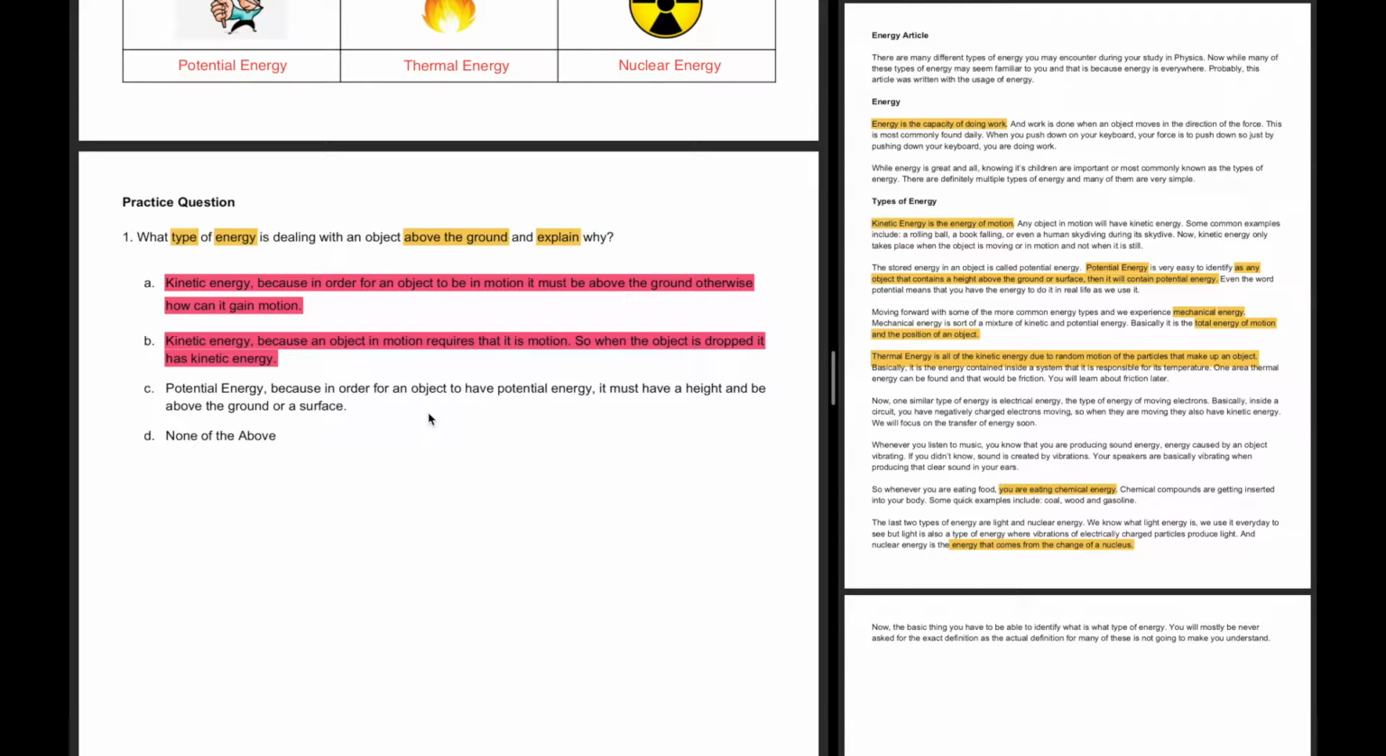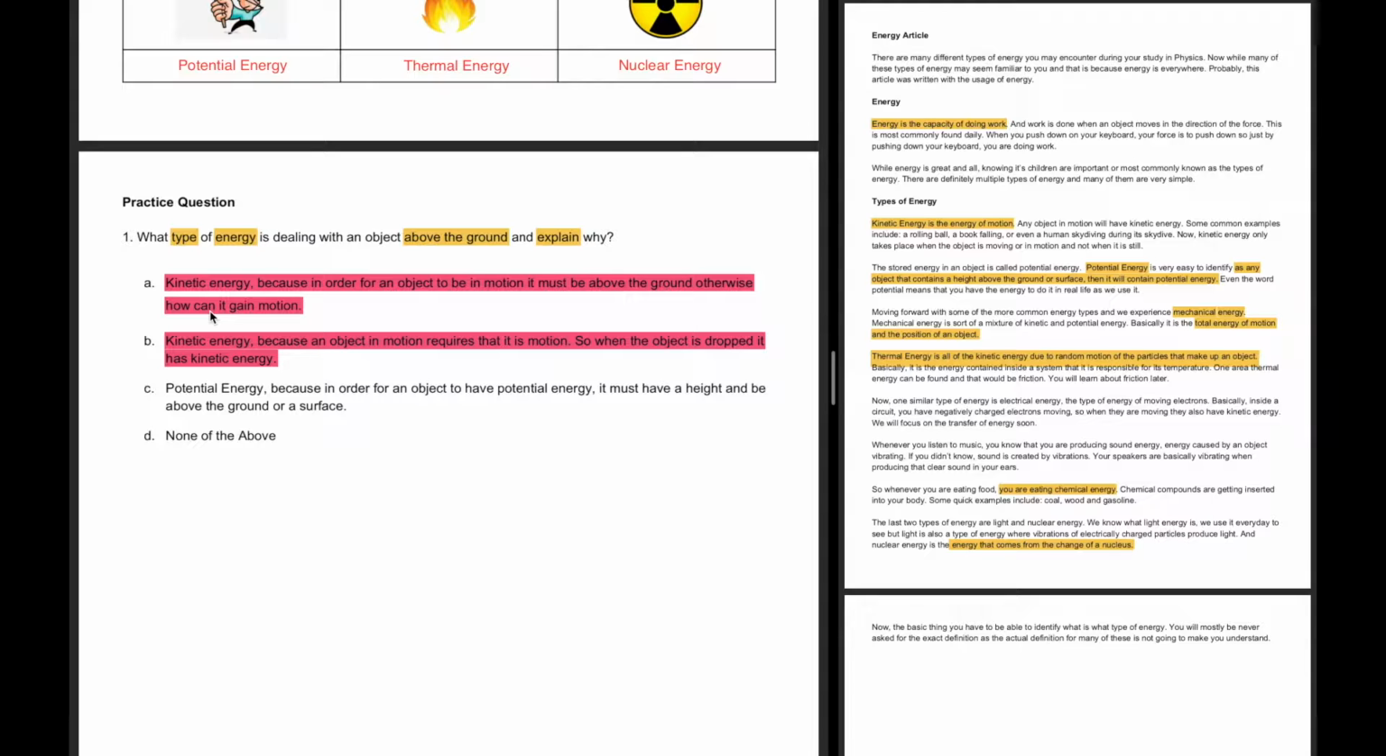Potential energy, because in order for an object to have potential energy, it must have a height and be above the ground surface. So we got the right energy and the right description. This was a pretty easy question, but these are similar answer choices. The reason I'm showing this is that A and B were both wrong.